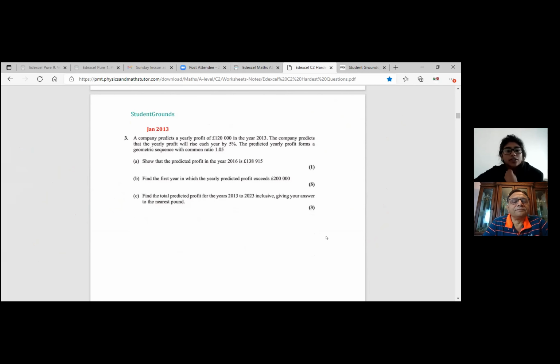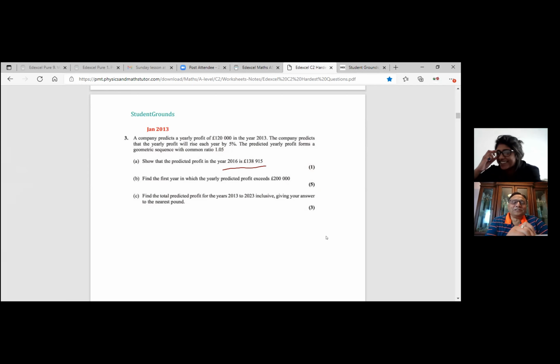Okay, so question 3. A company predicts a yearly profit of 120,000 in the year 2013. The company predicts that the yearly profit will rise each year by 5%. The predicted yearly profit forms a geometric sequence with ratio 1.05. Part A, show that the predicted profit in the year 2016 is 138,915. I like these types of questions. They actually verify your equation, the show ones.